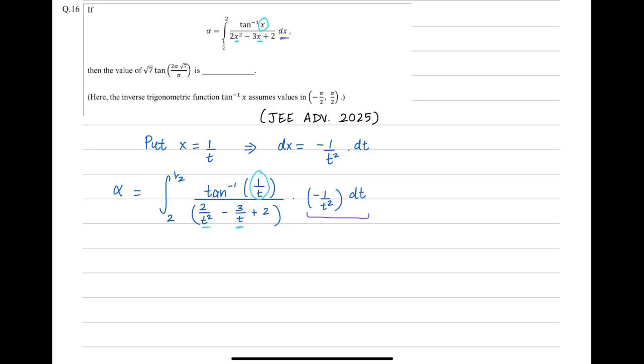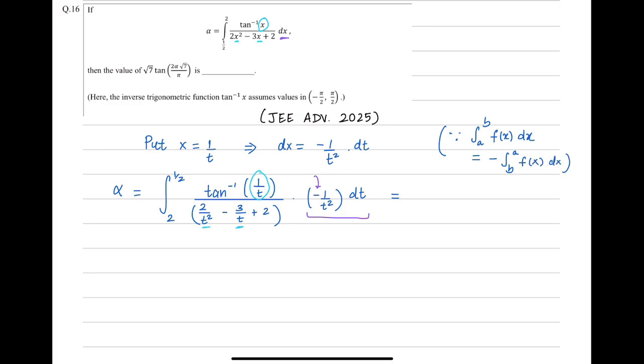Now simplifying this, after removing this negative sign I can interchange the limits, right? Because we have the integral from a to b of f of x dx, which can be written as minus the integral from b to a of f of x dx. So if you interchange the limits, a negative sign will pop out.